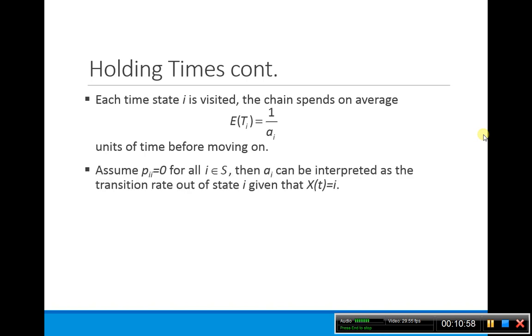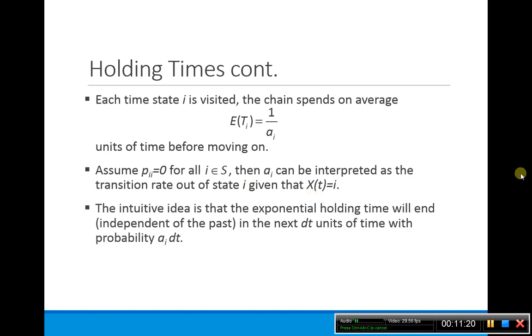But just to remind you, the expected value, and here we assume that the probability of transitioning from state i to state i is 0 for i in S, then ai can be interpreted as the transition rate out of state i. So what's the rate that we would actually leave state i? Again, the intuitive idea is that the holding time will end in some interval, let's say dt units of time, and the probability that it'll end is ai dt.